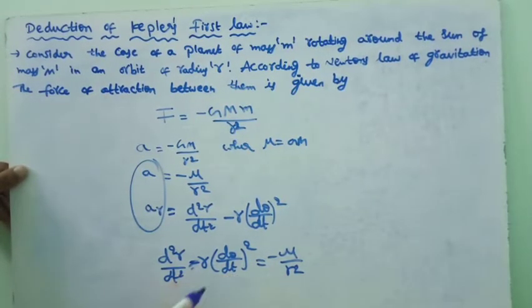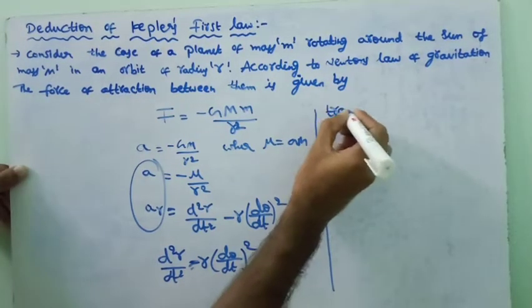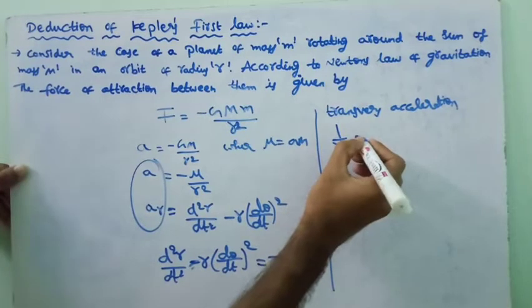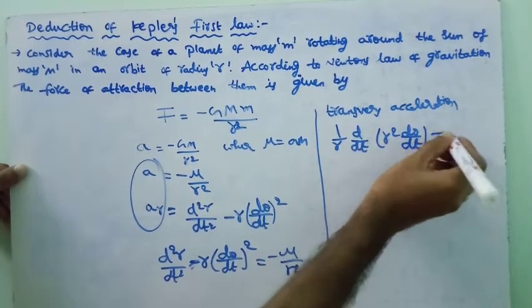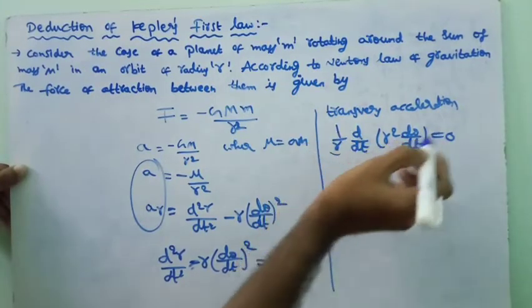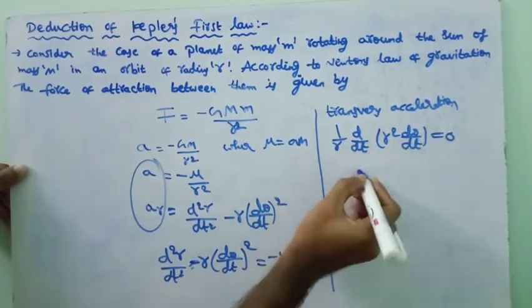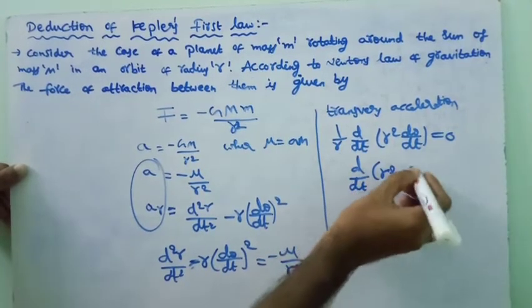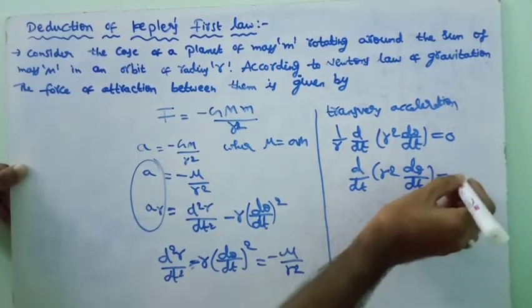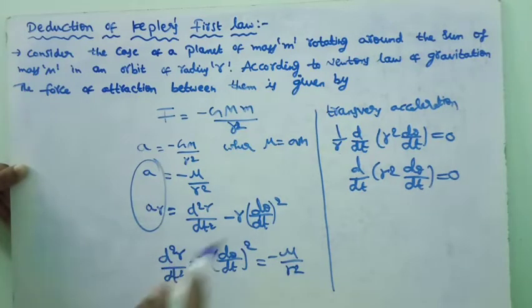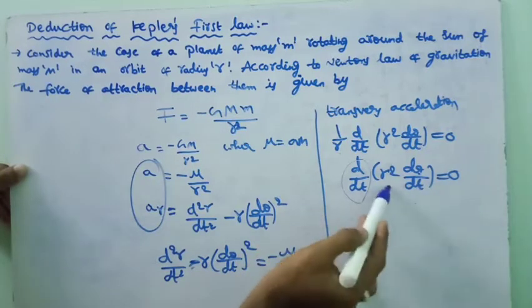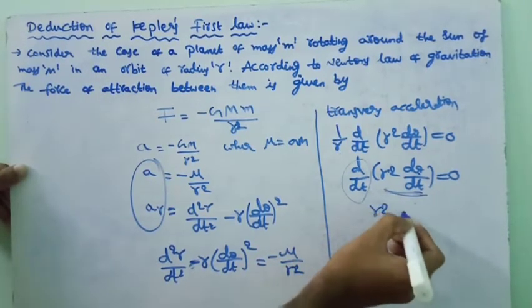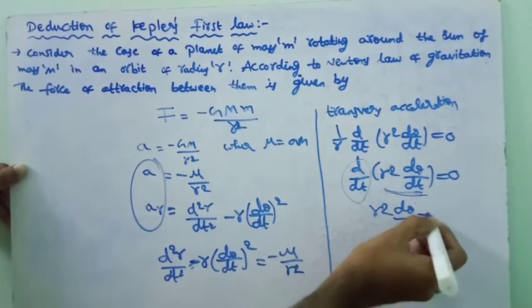We use this equation for further derivation. We also know that the transverse acceleration, 1 by r d by dt of r square d theta by dt, is equal to 0. Here the 1 by r term can be dropped, so d by dt of r square d theta by dt is equal to 0. The differentiation of this term is 0, which means this term is constant, since only a constant has zero derivative. So r square d theta by dt is a constant.